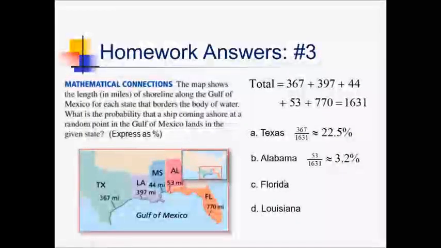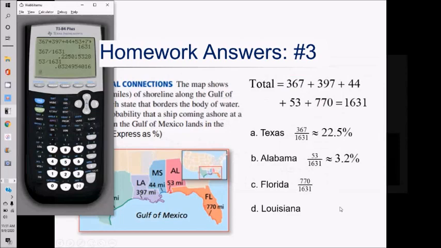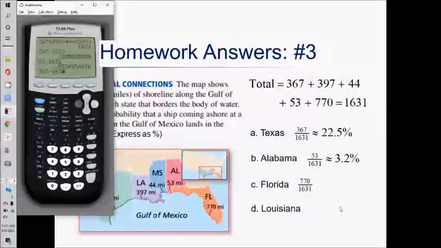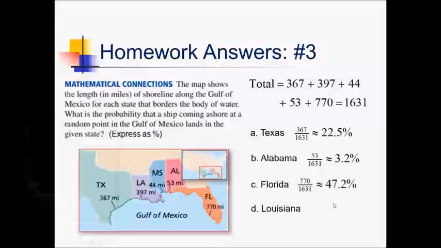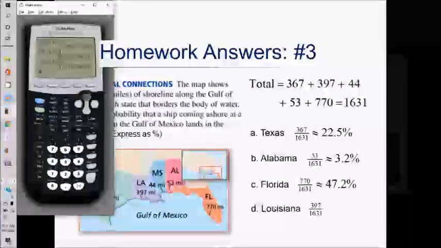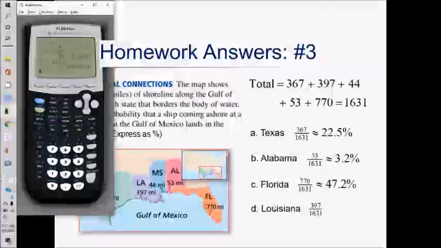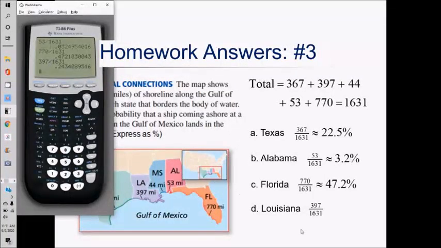Okay, how about Florida? This should be a big chance here. 770 over 1631. Not going to be quite 50%, I don't think, but let's go back and see what it is. Let me go back 2 inputs just so I have something with 3 digits there. So 770 over 1631, that's 47.2%. And then Louisiana, 397 over 1631. And going back here, because 367 and 397 are just 1 digit different, change out that 6 with a 9, press enter, and this is 24.3%.